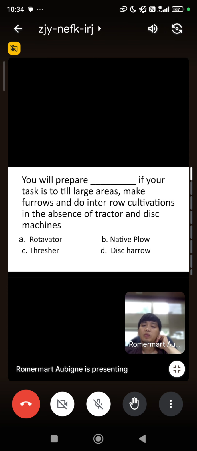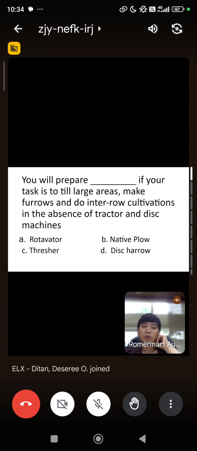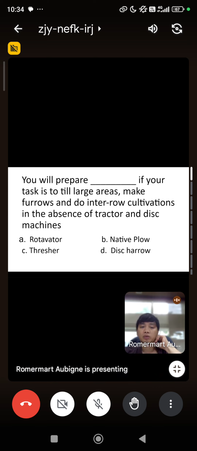Next, you will prepare blank if your task is to till large areas, make furrows, and do inter-rows cultivation in the absence of tractor and these machines. Ano po yung ginagamit natin dito? A. Rotavator. B. Native plow. C. Thresher. D. Disk harrow.